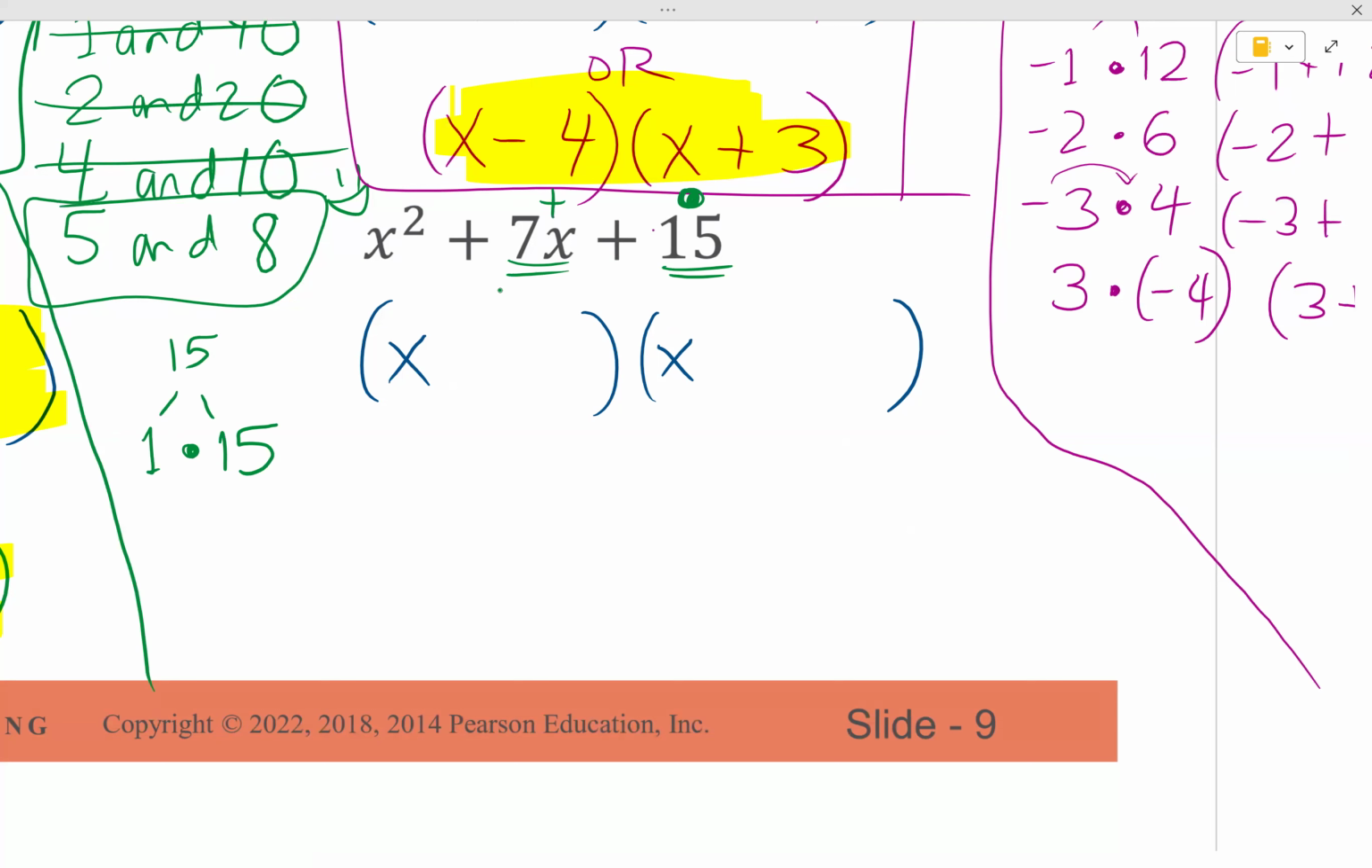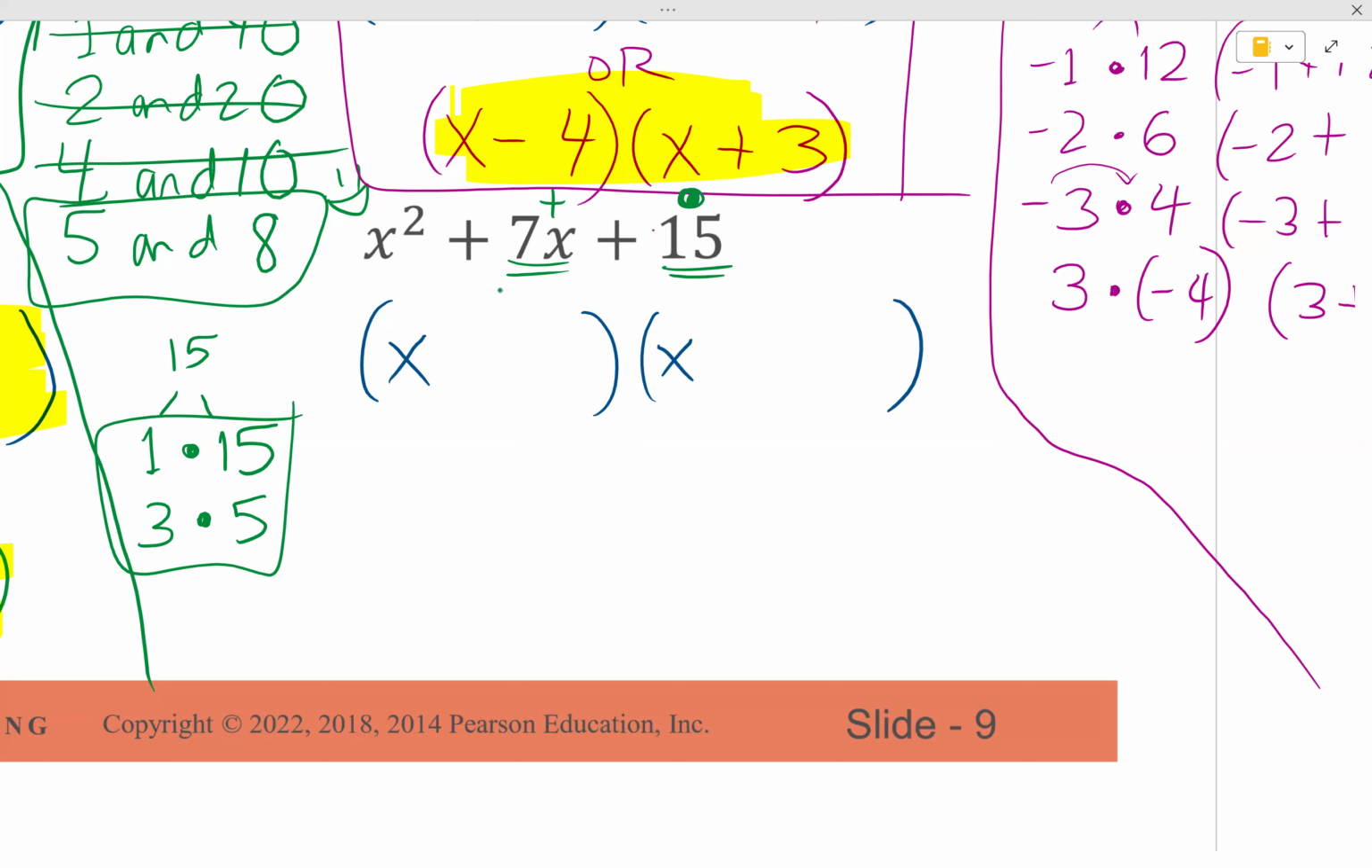So what else? 2, no. 2 can't go into 15. Does 3 go into 15? 5 times. Yeah, but 3 plus 5 is not 7, so that's not going to work. That might actually be all my options. That's it. Yeah, 1 times 15 or 3 times 5.